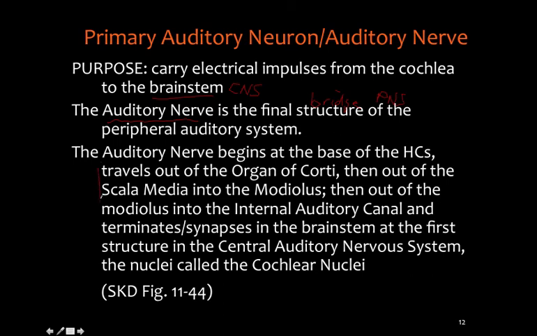And as we talked about already, the auditory nerve, that first auditory neuron, begins at the base of the hair cells, travels out of the organ of Corti, out of the scala media, into the modiolus, and then out of the modiolus to where that initial primary auditory neuron terminates at the first structure in the central nervous system, in the brainstem, at a group of nuclei called the cochlear nuclei. This is kind of a weird name because the cochlear nuclei aren't really in the cochlea; they're actually in the brainstem. But they're the first group of nuclei that exist after the primary auditory neuron.